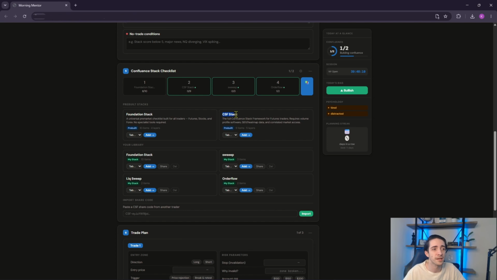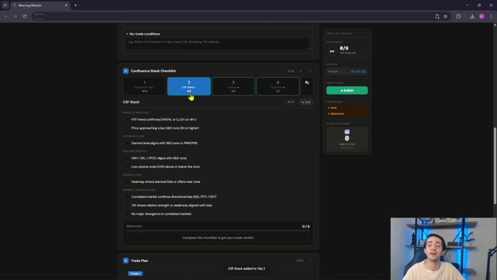Let's say the CSF stack. This was a more specific stack that I created for gamma traders and heat map traders, right? Like we mentioned, order flow. If I want this, I'm going to click the tab button, set it to tab 2, so it puts it right over here. I'm going to click add. Now we have that confluence stack right here.